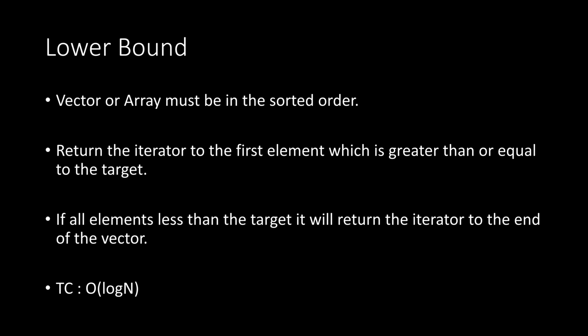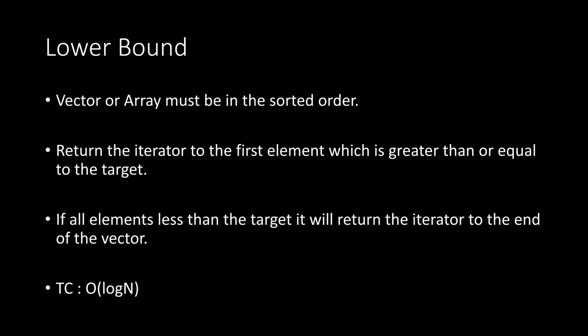This lower bound method is going to find the lower bound of the target value. You can see that the second point is: return the iterator to the first element which is greater than or equal to the target. It is only going to return the iterator, not the value. So you want to listen carefully to that. In another case, if all elements are less than the target, it will return the iterator to the end of the vector. Consider you want to find the lower bound of 7, but the highest element is only 5. Now the lower bound is not found, so it is going to return the end of the vector.